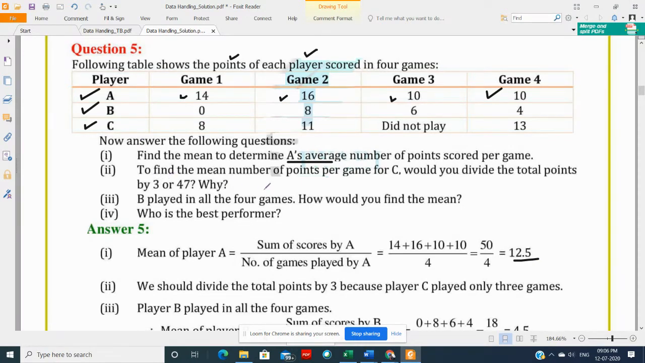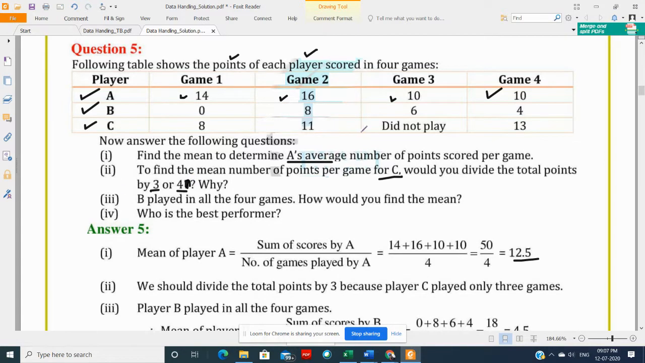सेकेंड इज टू फाइंड द मीन नंबर ऑफ पॉइंट्स पर गेम फॉर सी. ओके, again to find mean number of points per game for C, would you divide the total points by 3 or 4? Now why that they are asking? See, 3 or 4, okay, not 47.